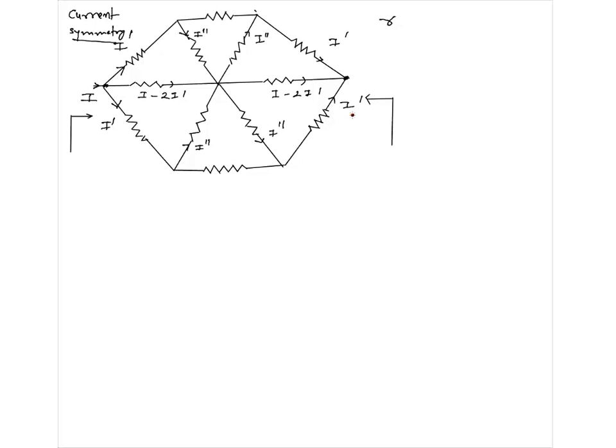But you have to be absolutely sure about watching from the beginning till the end, is it the same? There should be no difference at any point. Only then you can say I dash, I dash, I double dash, I double dash. These two. There is no reason why these two should have different currents.